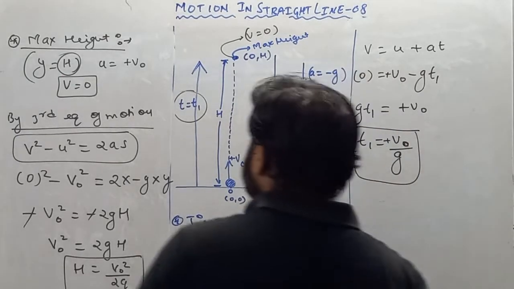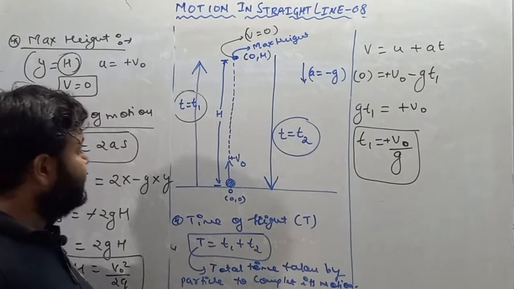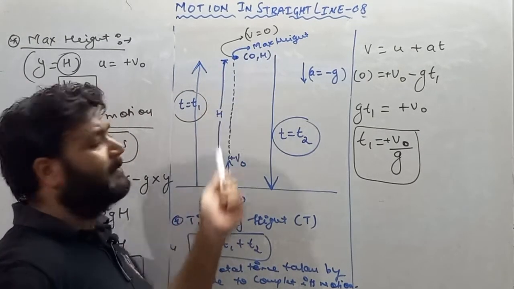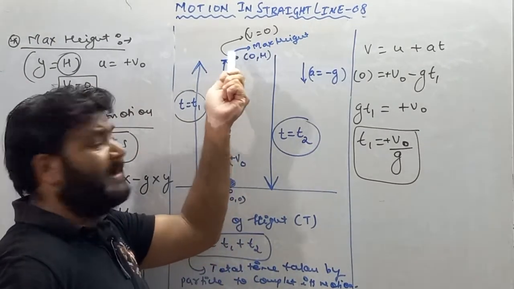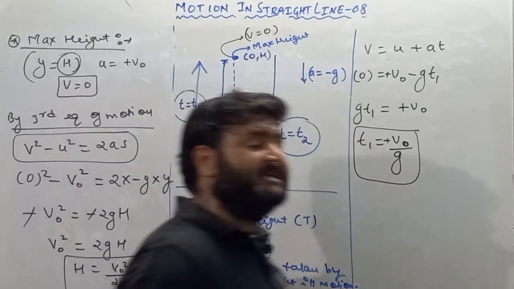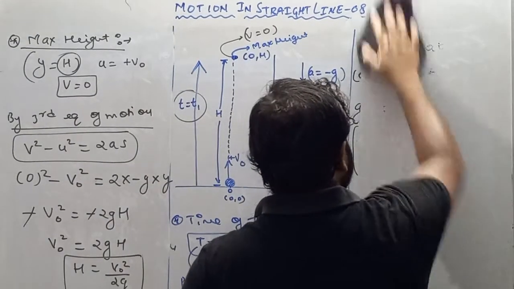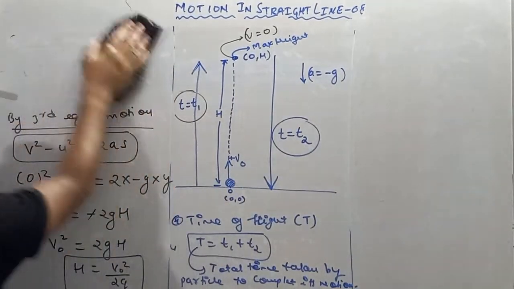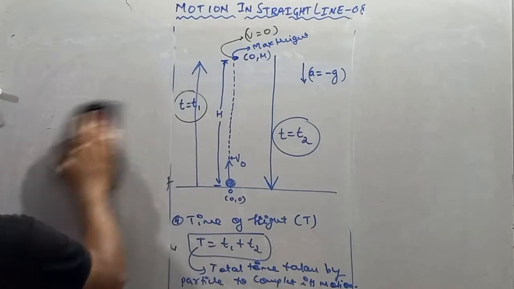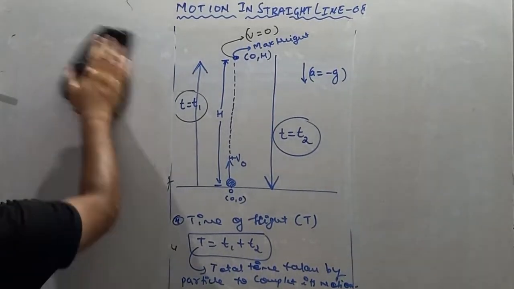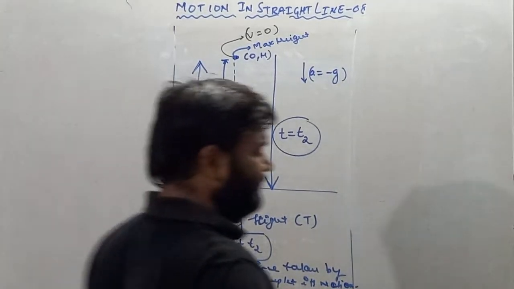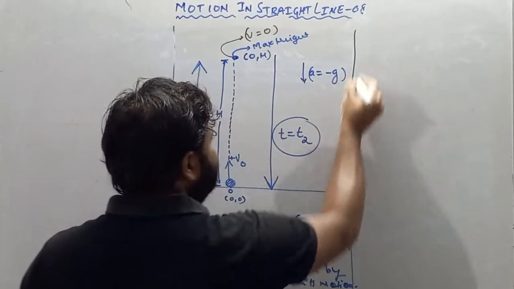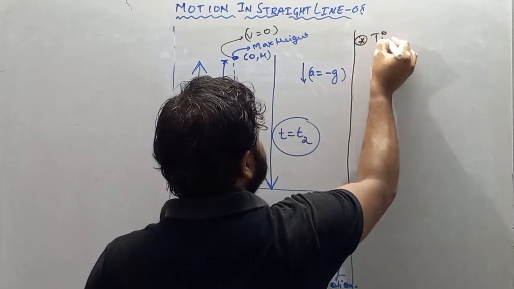Now we are finding total time of flight. Total time of flight means t1 plus t2: the time taken by the particle to reach maximum height, and from maximum height the time taken by the particle to reach the ground again. So write down the next heading, it is time of flight. I hope you all are understanding all these equations, because these equations are quite logical but not tough. So write down time of flight.